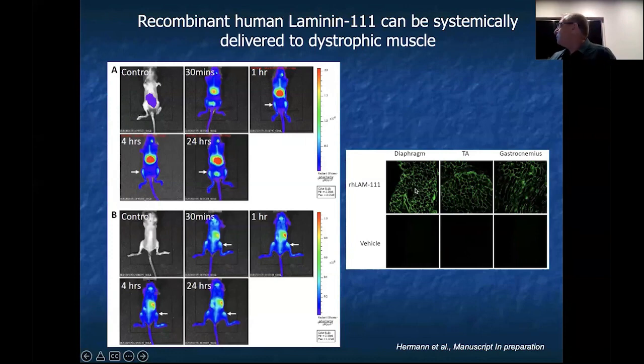So this is the diaphragm muscle, and you can see the human laminin in the diaphragm, the TA and the gastrocnemius muscle, and the vehicle treated didn't have anything. Okay, so that doesn't have anything. So it tracked pretty well and localized to the muscle. So this is the drug that would be used in patients once we get it to the appropriate purity, right? And that's an important thing.